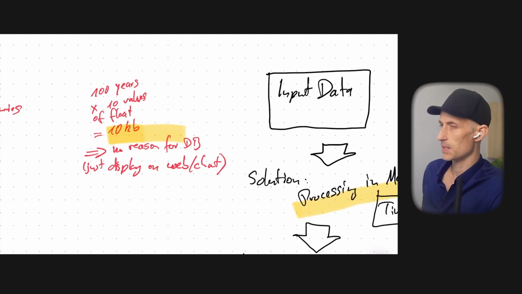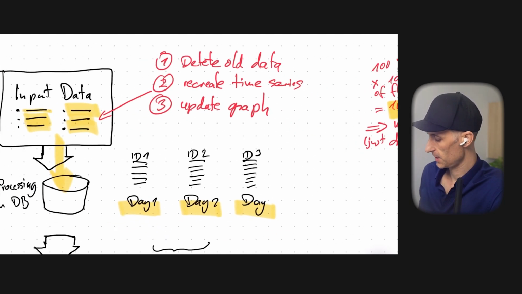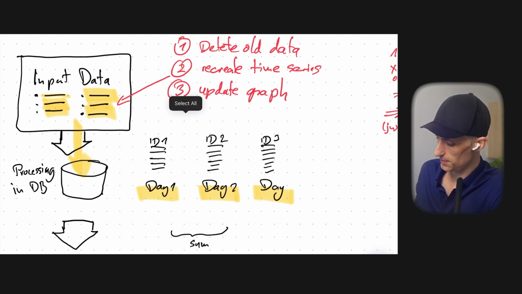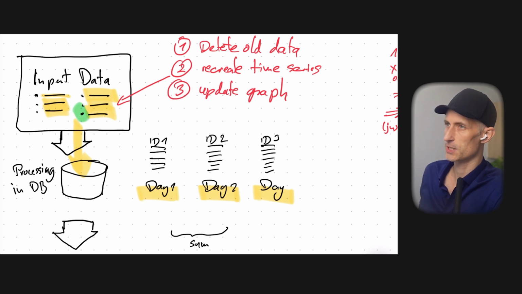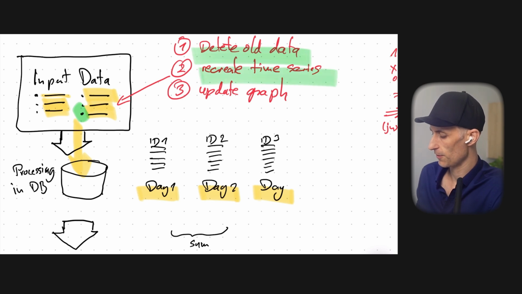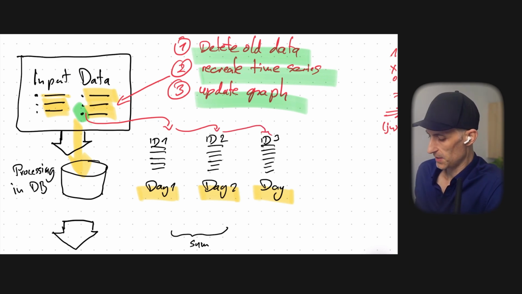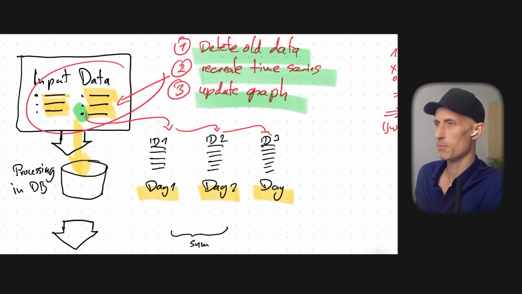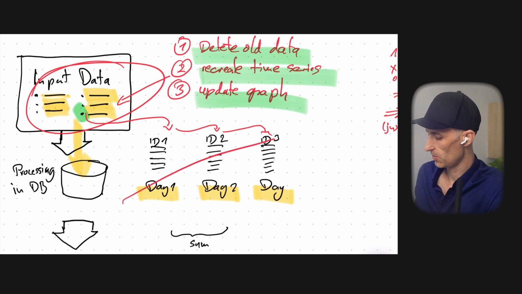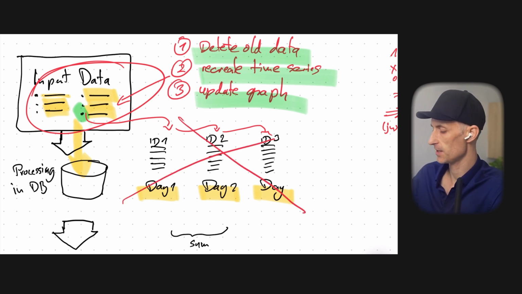The time series is not changed after the calculation. So we're looking at this here. If you have a value, let's say this value here, and this value changes, this would result in deleting everything, recreating the whole thing, and then updating the graph. One small change here would propagate into the different days and recreate the whole time series. What that means is that the time series can be fully generated by just the input data. So this thing, we actually don't need in the database at all.